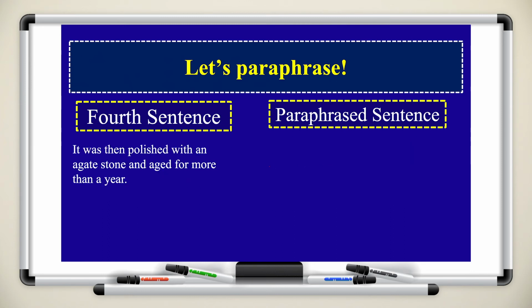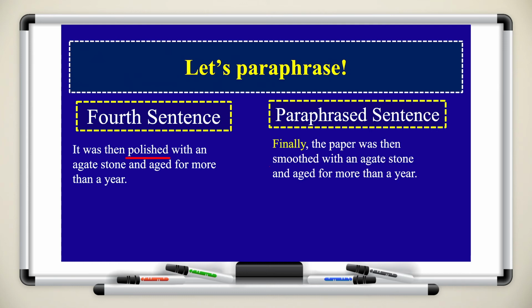This is our last sentence. It was then polished with an agate stone and aged for more than a year. We have the word polished. Let's change it together. This is the paraphrase sentence. Finally, the paper was then smoothed with an agate stone and aged for more than a year. We used finally as our sequence word for the final answer, and we changed the word polished into smoothed.